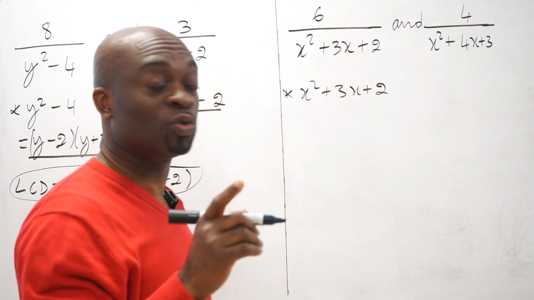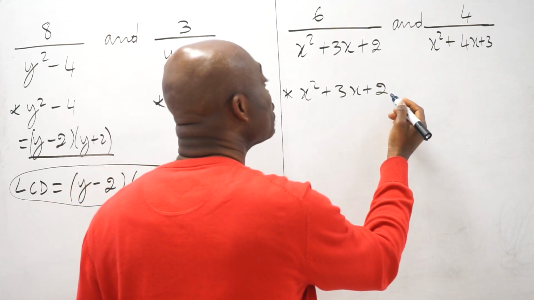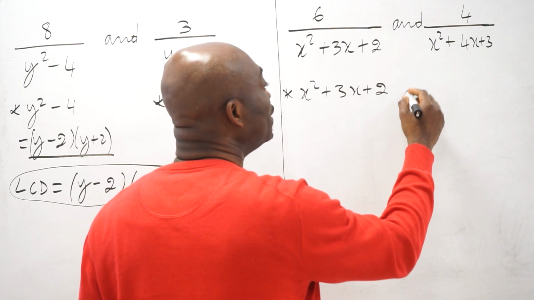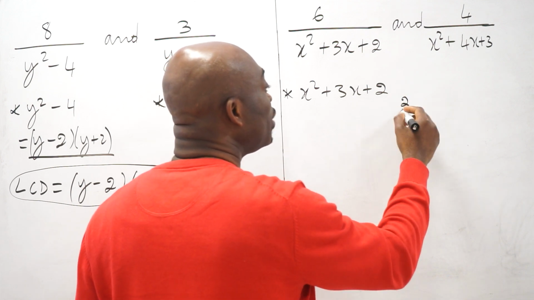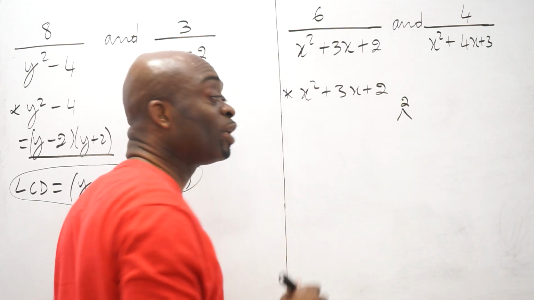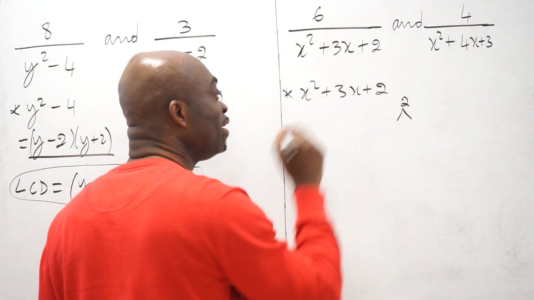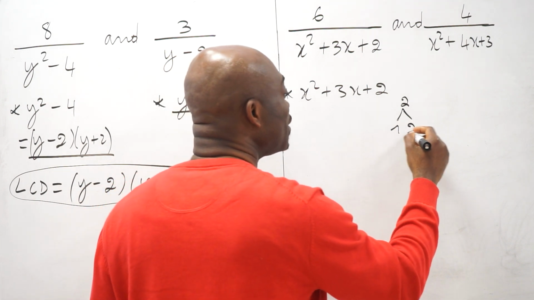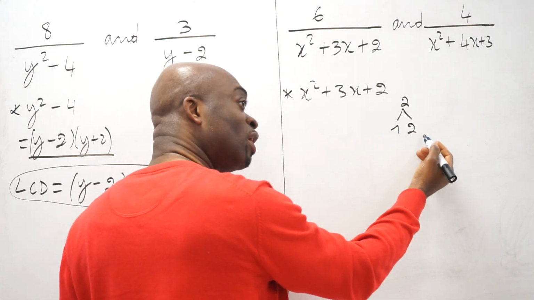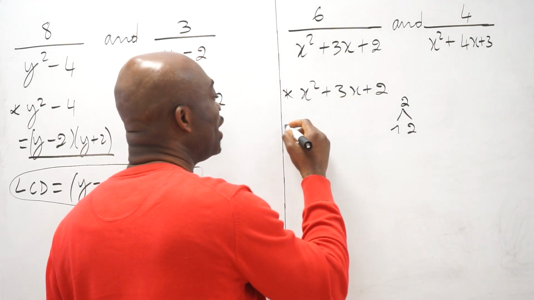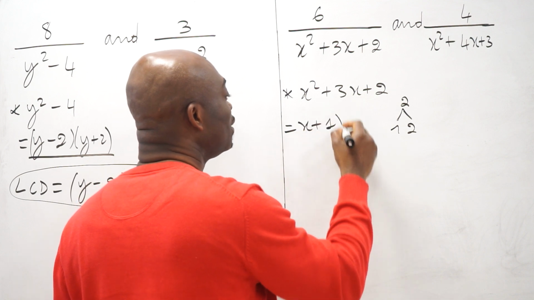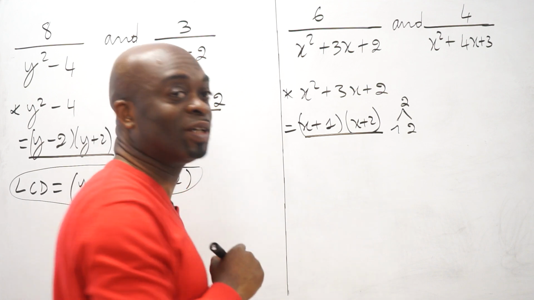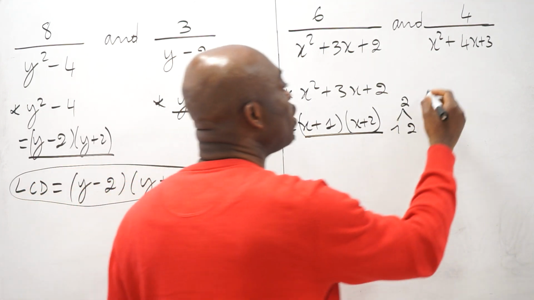So 1 times 2 is 2, right? So we're looking for two numbers that multiply to give 2 and add up to give 3. What are those two numbers? 1 and 2, because 1 times 2 is 2, and 1 plus 2 is 3. So you end up with x plus 1 times x plus 2, and you are finished with this one. All right, so you go to the next one.